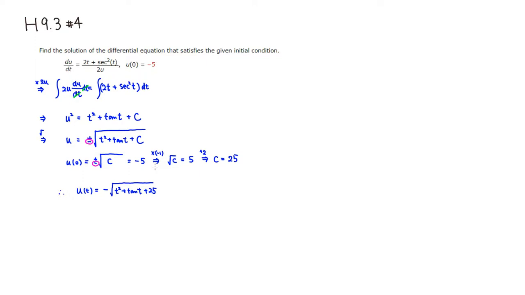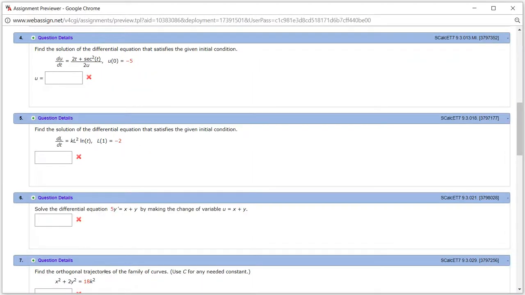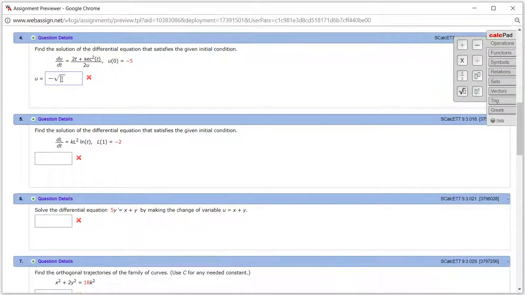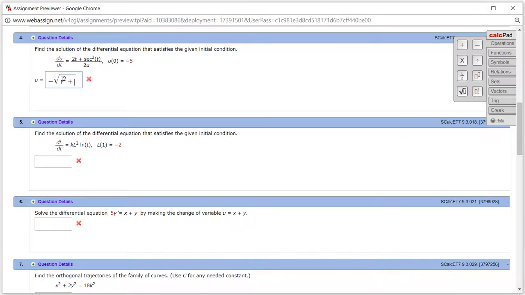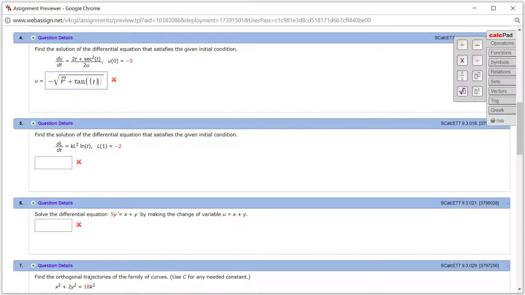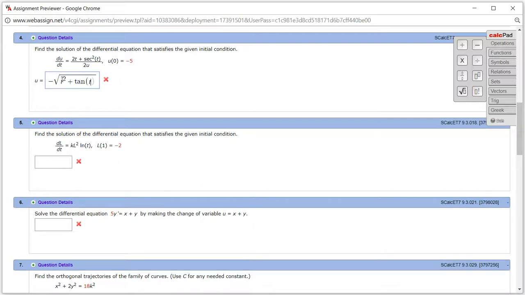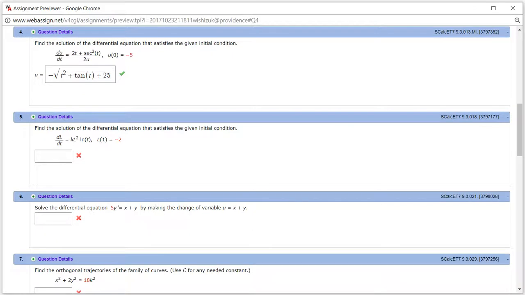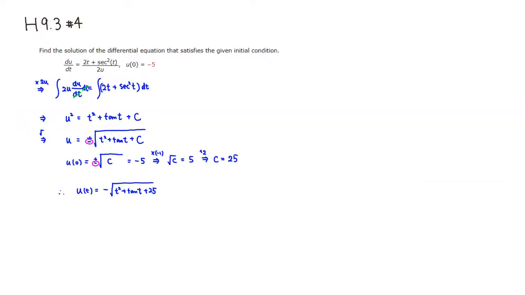Alright, so let's type it in. We got negative square root of t squared plus tangent of t plus 25. Let's check the answer. Submit for testing. I came back and it looks like we got this one correctly. Alright, that's it. I hope that this was clear.